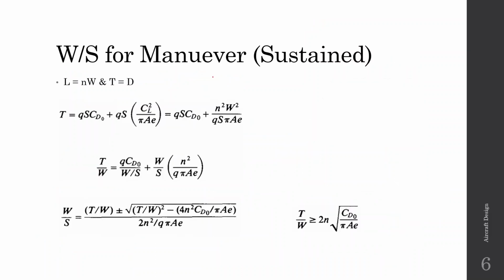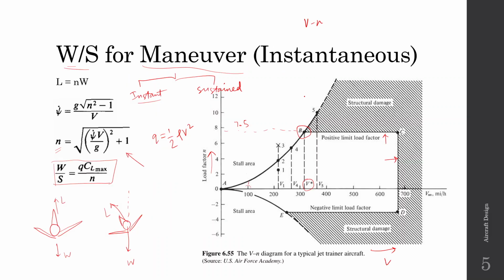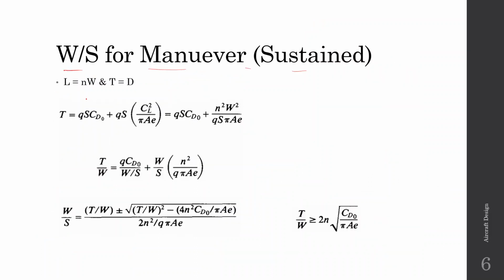Okay, now moving on. Similarly, you can also calculate the wing loading for a sustained turn. For an instantaneous turn, the equation is lift equal to NW. For a sustained turn, you have lift equal to NW and thrust equal to drag. Because of the second condition, that thrust equal to drag, the aircraft does not lose altitude or speed.